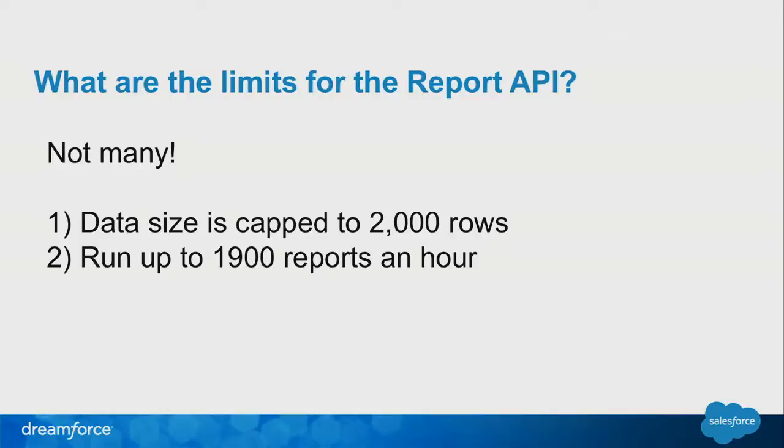The third question is limits. The report API does have limits. The two main limits are the data size and how often you can run reports. In terms of data size, the report API returns only 2,000 rows, and it does not have any semantics like query more. The second one is you can run up to 2,000 reports an hour.